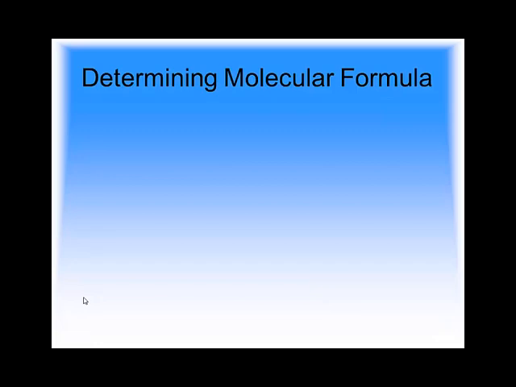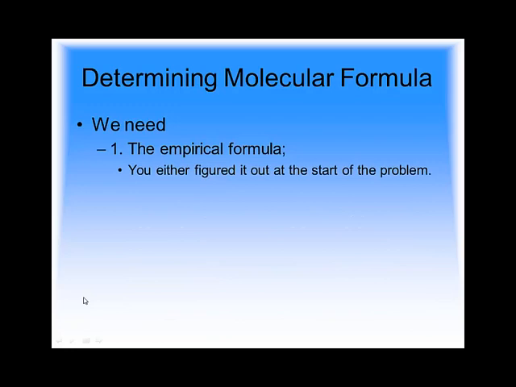Alright, determining the molecular formula. We need the empirical formula. Now you're going to get the empirical formula one of two ways. Either you've done the problem from the start and you have already figured out the empirical formula from the multi-step problem, or it is actually given to you in the problem. Those are the very simplest problems. They just say, here's the empirical formula, here's the mass. The second one is like the super simple ones, which you're not going to come across much, because of course in AP Chemistry we prefer the more multi-step, harder problems.